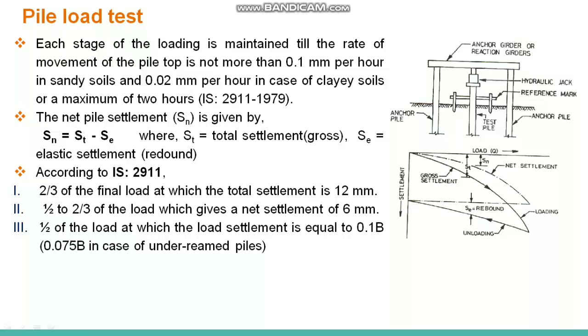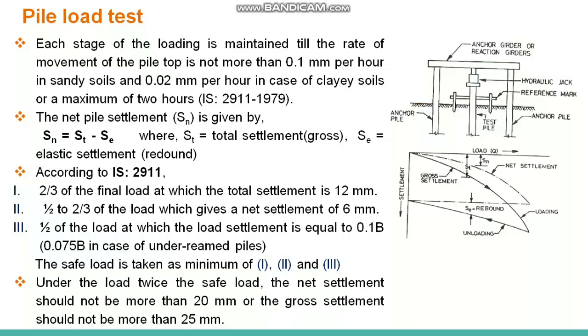So when the bulb is provided at the base, we can say that it is an under-reamed pile. The safe load will be the minimum of the three criteria. Whatever the minimum load, that will be the safe load. Under twice the safe load, the net settlement should not be more than 20 mm or the gross settlement should not be more than 25 mm.